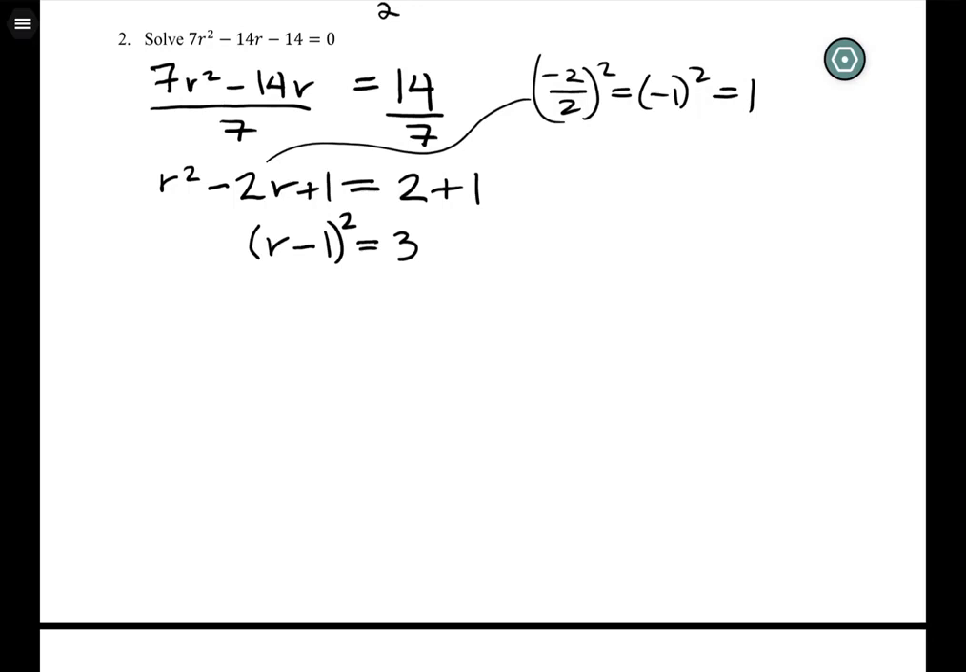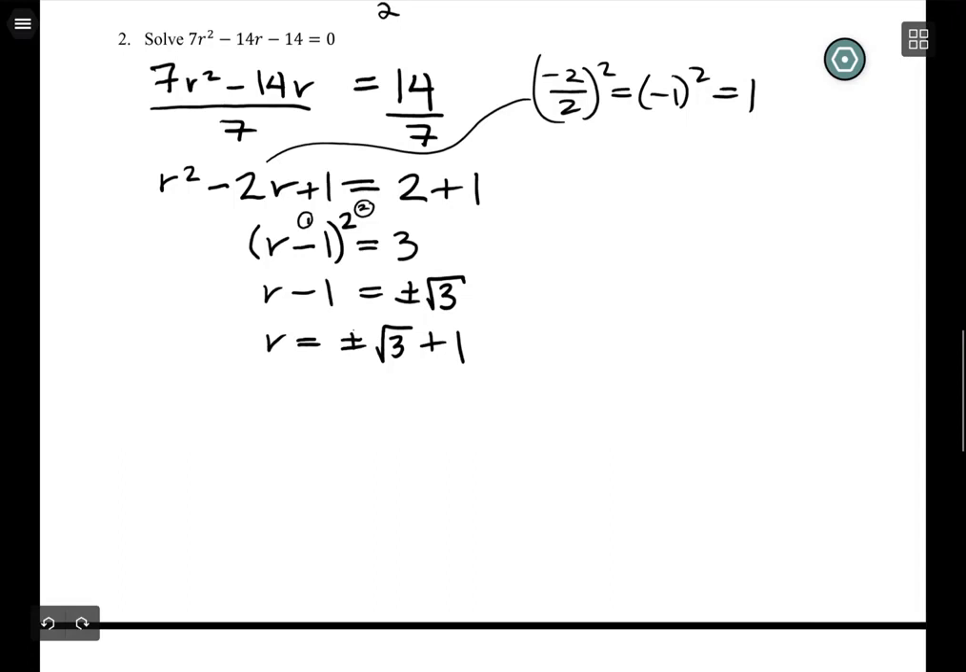Okay, so r minus 1 squared equals 3. I think I've just got a two-step going on here again. I'm subtracting 1, and then I'm squaring. So the first thing I'm going to do is get rid of the square by square rooting, plus or minus root 3. And the second thing I'm going to do is add 1 to both sides. So it's totally fine to say plus or minus root 3 plus 1. That's valid. You'll see me a lot of times favor this way.